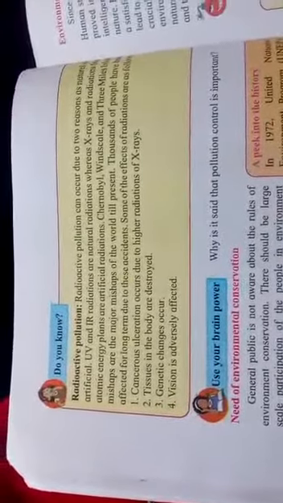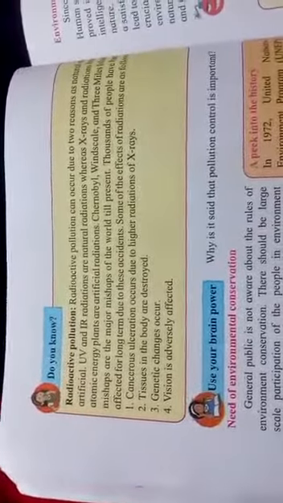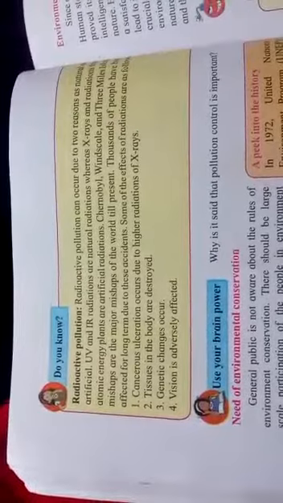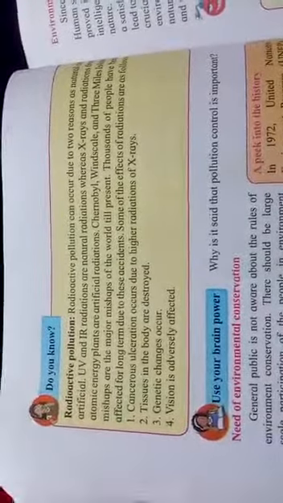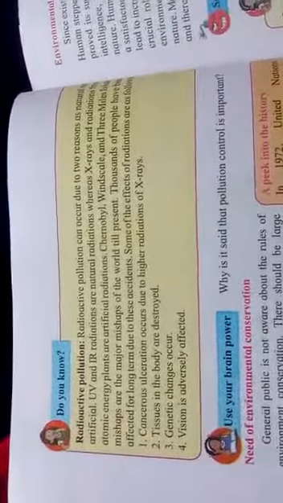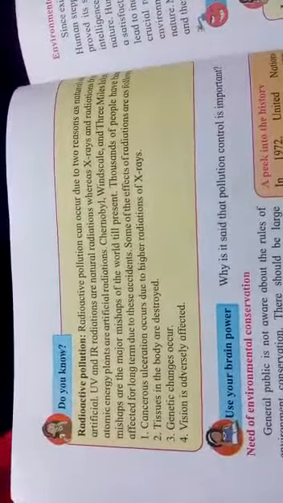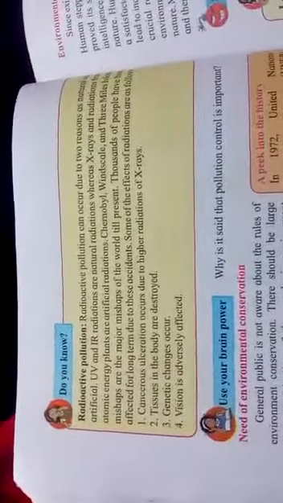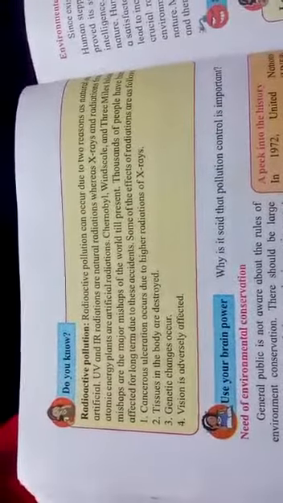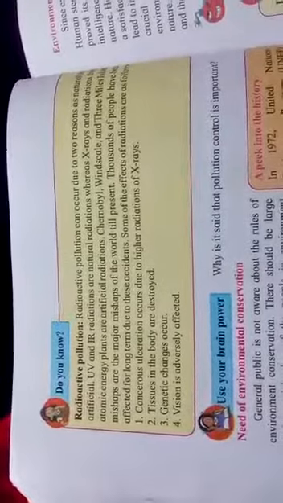Then there were certain accidents which took place at Chernobyl, Windscale and Three Mile Island. These are all examples of radioactive pollution, and these were caused by radioactive pollutants. Pollutants means sources which cause pollution. Till today people are suffering the hazardous effects of those accidents. So you can just imagine how harmful this radioactive pollution is.